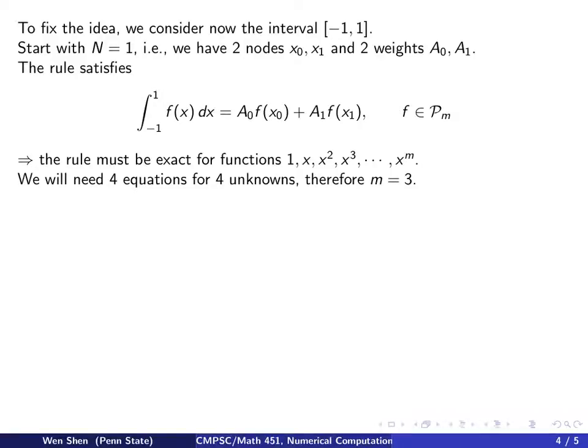And we see that we actually have exactly 4 unknowns, right? x0, x1, a0, a1. So I needed 4 equations, and therefore m equals 3.